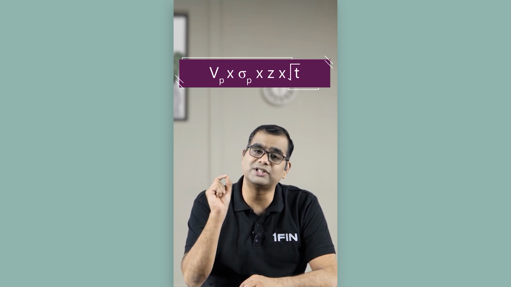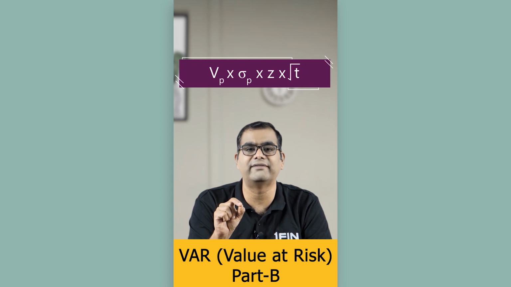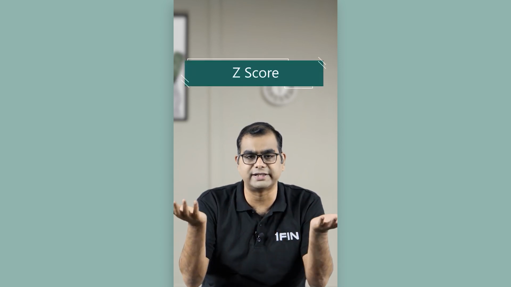You compute the returns for that unit of time, and for those returns you compute the standard deviation. That standard deviation you multiply with the value of the portfolio, and then you multiply with the Z-score value, which basically gives you the confidence level, or at what confidence level you are trying to arrive at the maximum loss. So the Z-score value at 99% confidence could be 2.33, right?